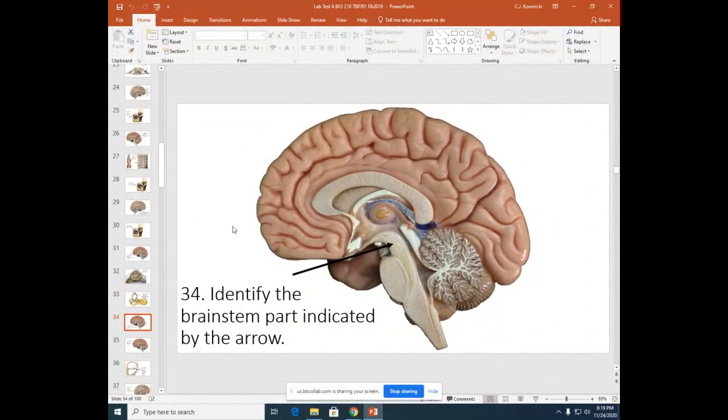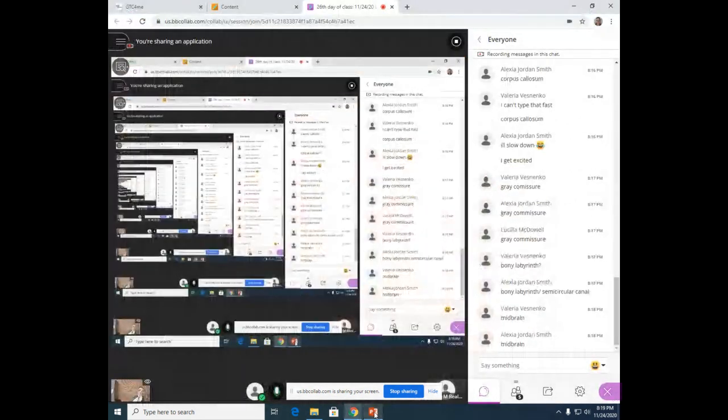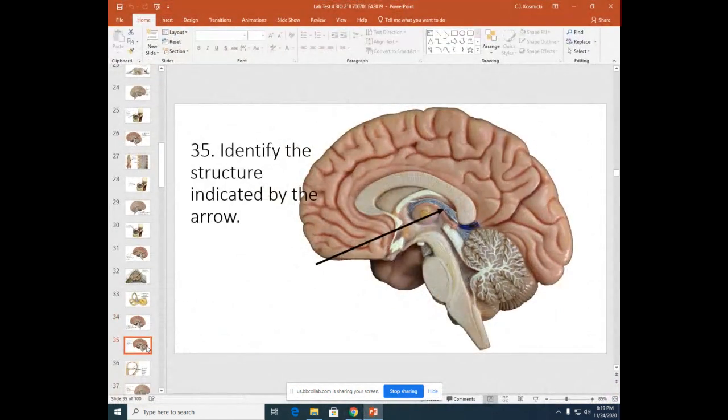Okay, now look, read the question. Identify the brainstem part indicated by the arrow. So I'm telling you where we are, what region of the brain you're in. You're in the brainstem. There's only three parts of the brainstem, right? Okay, so what are we thinking? Midbrain, I like it. What about you folks at home? Midbrain, hoorah, good job.